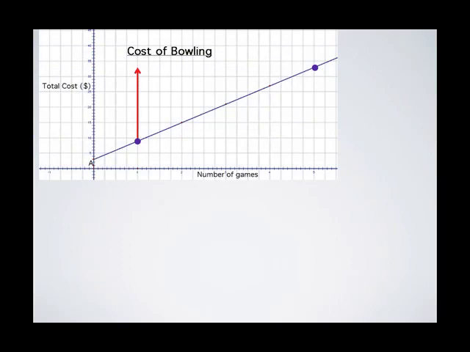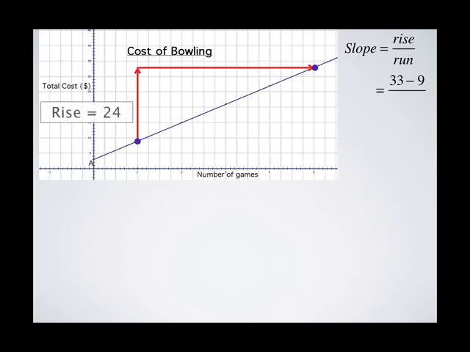We look for the rise and the run. Our slope, again, is rise over run. Our rise in this situation from these 2 points is 33 minus 9, or 24. And our run is 5 minus 1, or 4. So our rise over run is 24 over 4. That's 6. Note that the first differences were the same as the slope.